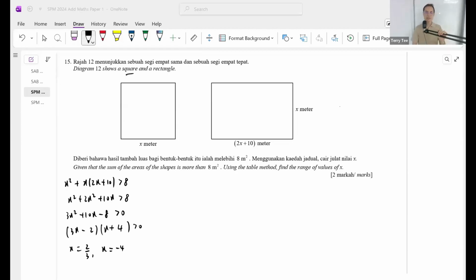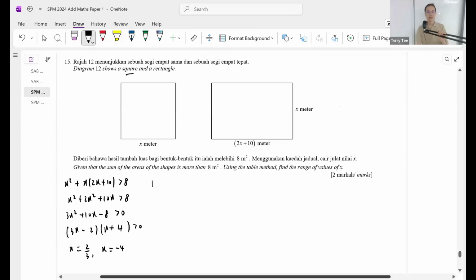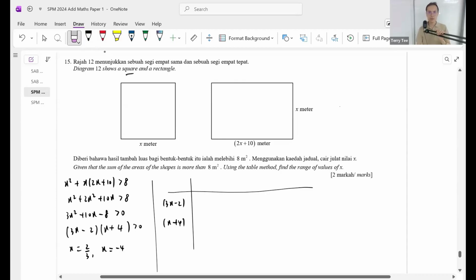Now, for me, the table method is rather ridiculous because we already know the answer. We're going to show the working, right? So it works like this. You need to start off by writing, this is your first bracket, 3x minus 2. Second bracket, x plus 4. Okay, sorry, I need more space for this because I need to put a third bracket. My first bracket is 3x minus 2. Second bracket is x plus 4. Third bracket is these two multiplied together.